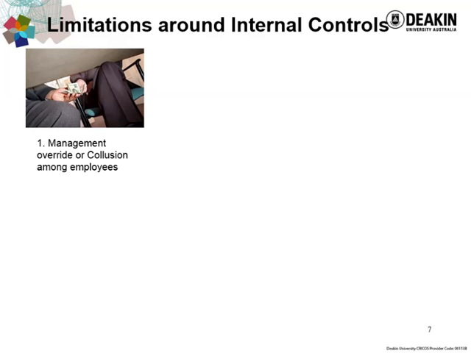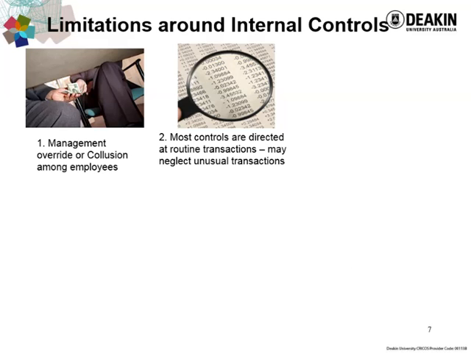Internal controls are, however, not perfect. They are subject to the following limitations. First, management override, meaning management abuses the power and does not follow the rules, or the management just sets his or her own rules. Or there is a collusion among employees. For example, one employee in the sales department and another employee in the transaction department can collude to cheat and earn personal income. Second, most controls tend to be directed at routine transactions. They fail to check for unusual transactions that need other types of control.